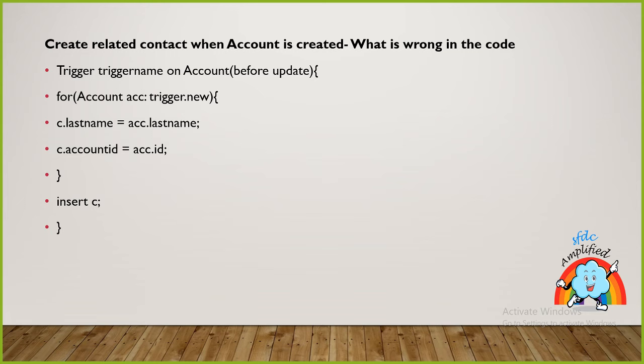So when the contact is created, account is created. The trigger should be on contact first. But we can also say that when the account is created, then the contact is created. The problem statement is: create related contacts when account is created. So the operation starts from account.